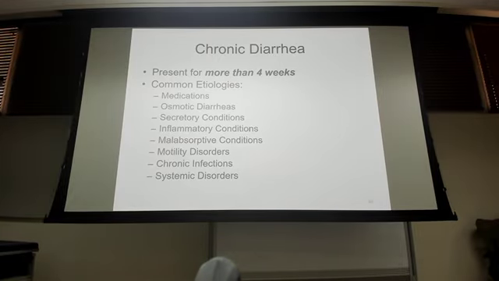Chronic diarrhea. We said more than 4 weeks. These will be categorized, and we'll talk about the categories here in a minute. But you need to know what bucket to put your chronic diarrhea in. The common etiologies are medications, osmotic diarrheas, secretory, inflammatory, malabsorption, motility, chronic infections, and systemic disorders. So you need to know those. I'm not big on memorizing things, but I would know this concept of categories for chronic diarrhea more than 4 weeks.